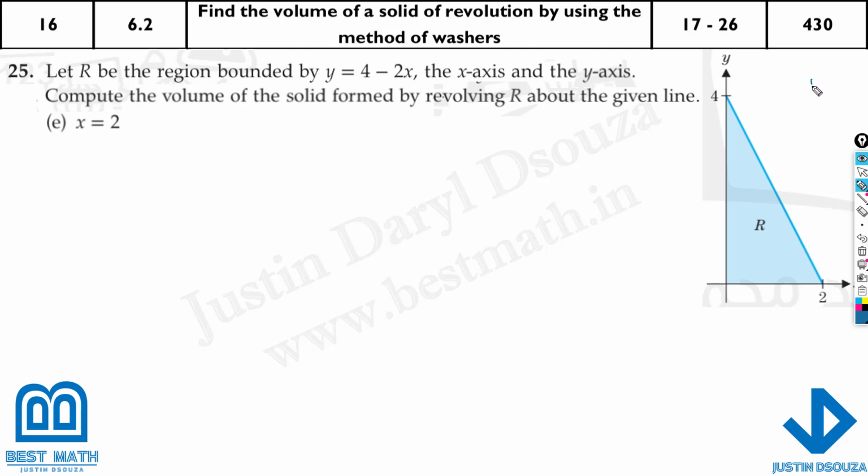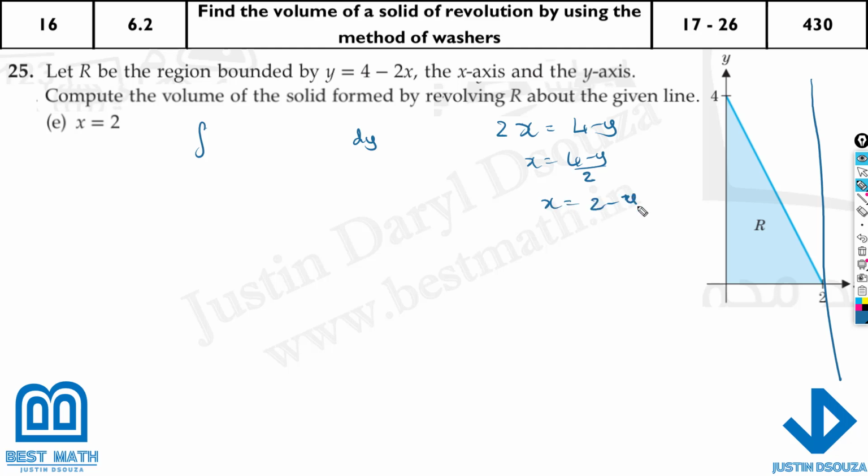At x is equal to 2, that is this line here. Now it's along the dy integral. It'll be with respect to y, that is dy. You should rearrange this and write x is equal to... it'll be 2x is equal to 4 minus y, and x is equal to 4 minus y by 2, or you can write x is equal to 2 minus y by 2. That's up to you.